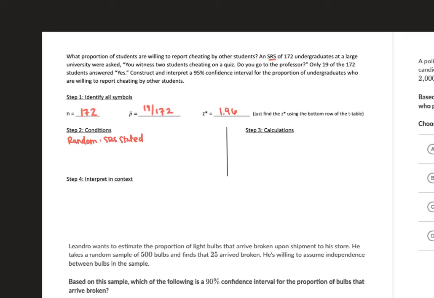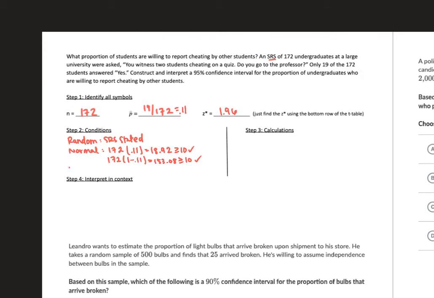Then we are going to check the normal condition, which is the np condition. So we're going to do n times p hat. So I actually need to calculate this. 19 divided by 172 is 0.11. So 172 times 0.11, that is 18.92. That's greater than or equal to 10, so that's good. And then we're going to do 172 times 1 minus 0.11. That's 153.08. And that's clearly greater than or equal to 10, so we're good for the normal condition.